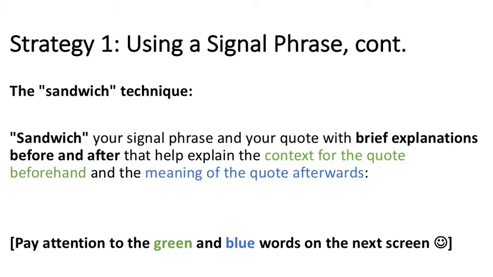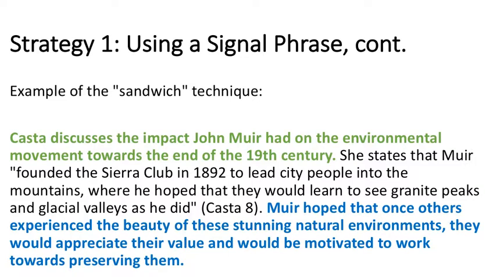When you're using a signal phrase or any other quoting strategy that we go over in this lesson, you should always sandwich your quotes. That means that you have a brief explanation before the quote that gives context for the quote, and then after the quote, you explain the meaning of the quote. On the next few slides, you're going to see examples of sandwich quotes. The context or explanation is in green before the quote, and then the meaning of the quote is in blue after the quote. So here's an example of a sandwich quote.